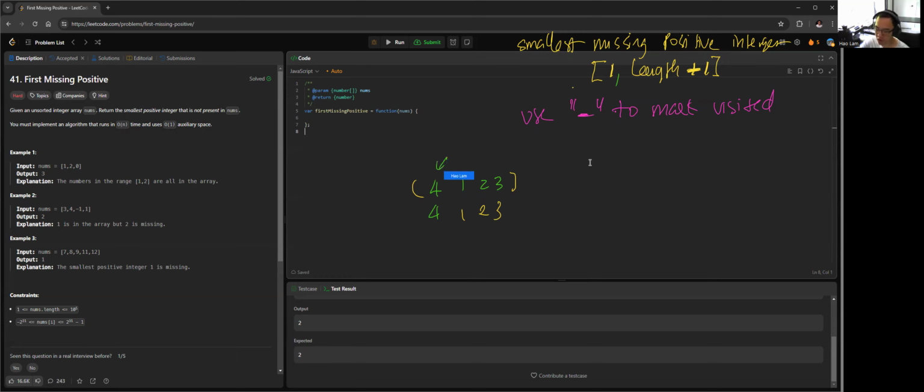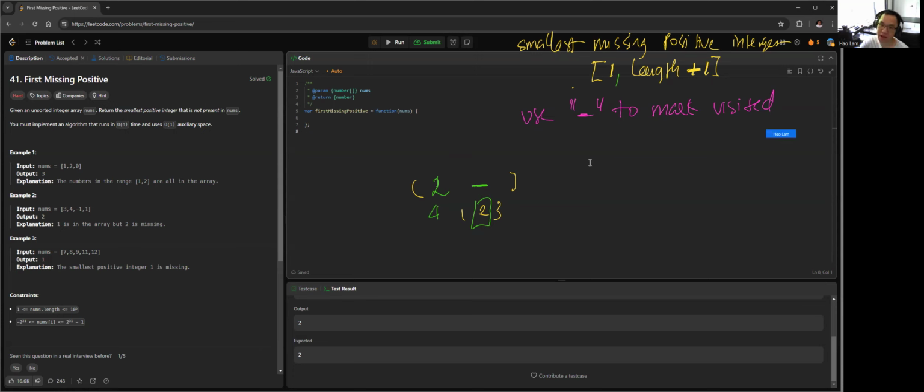So the question is, what number can we use to represent the value here? Because we are using the number at the index, for example, if we see the number 2 here, we can go to index 2 and set the value there as negative. We don't care about the value at 2, we only care about the sign. We set the value at index 2 to be negative to mark it as visited.